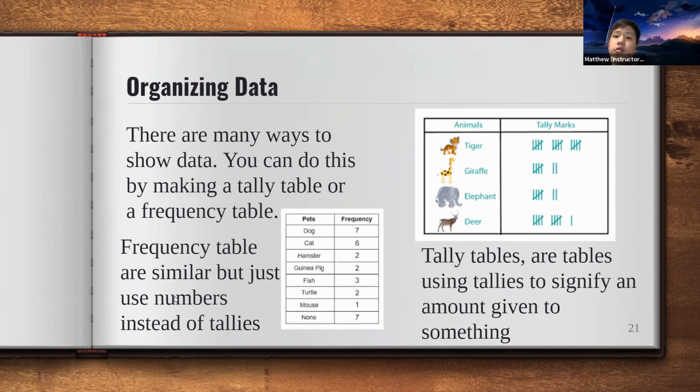And then a frequency table is something similar, but uses numbers instead of tallies. For example, dog 7, cat 6, hamster 2, guinea pig 2, fish 3, turtle 2, mouse 1, and none 7.